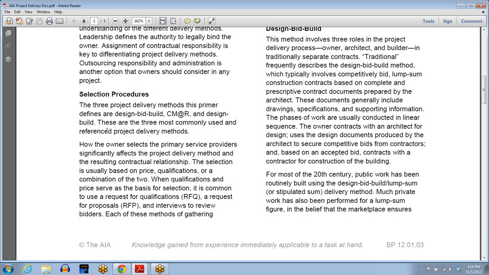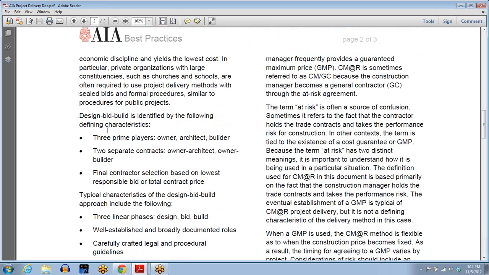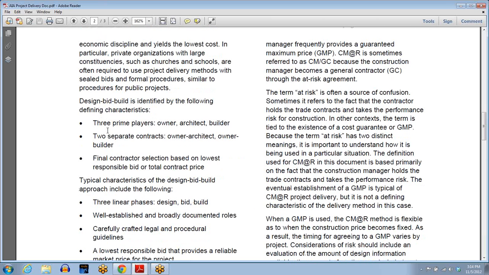But the point is, construction management is not used as much as the other 2, even though it is very much a viable system to use that I have used both as a senior pastor and as a project consultant for a national church builder. Now, it goes through here and talks about how you choose which delivery system to use and explains to us the different characteristics, first of the traditional design, bid, build, 3 prime players, owner, architect, and builder.